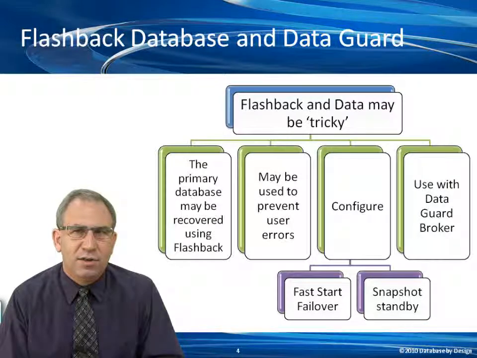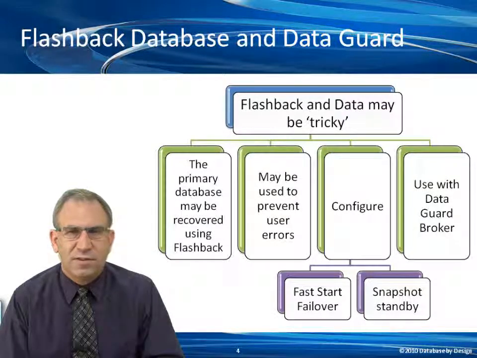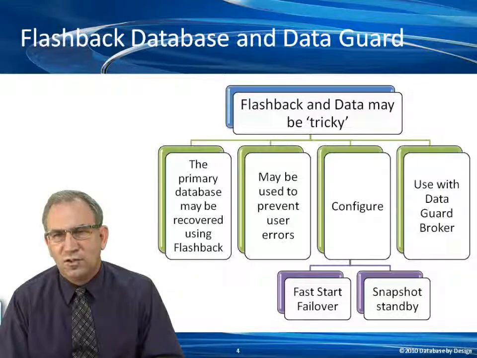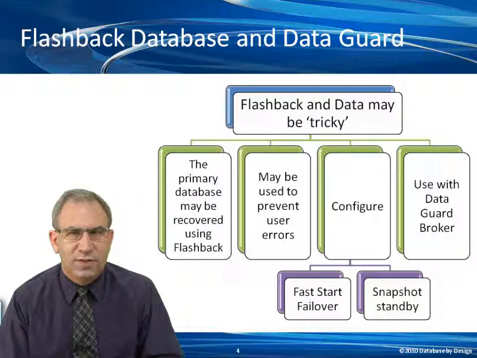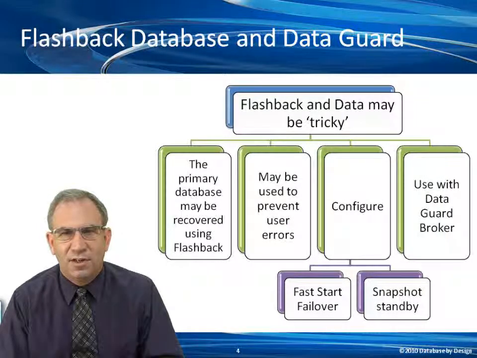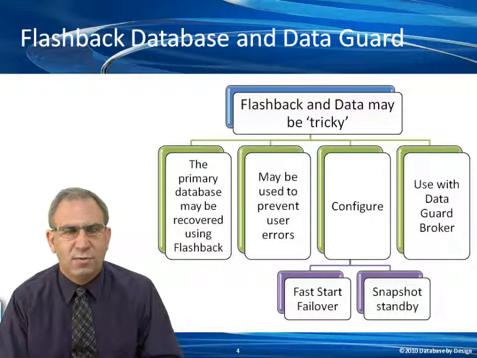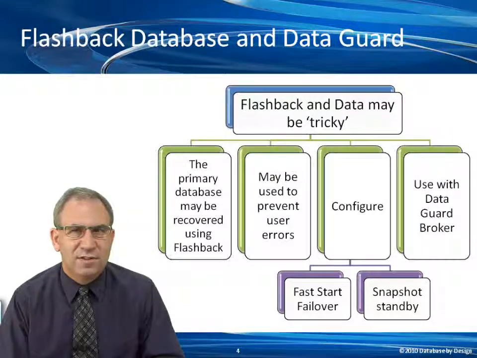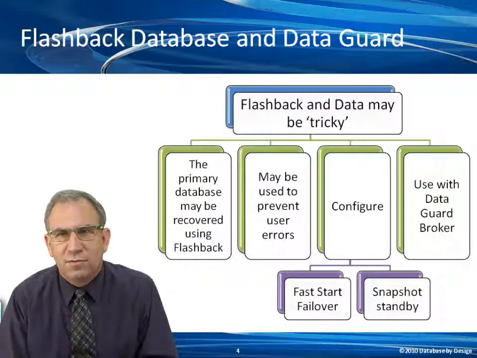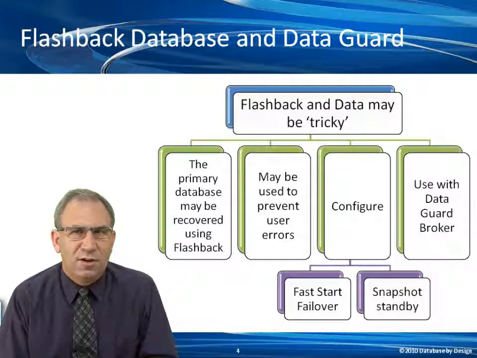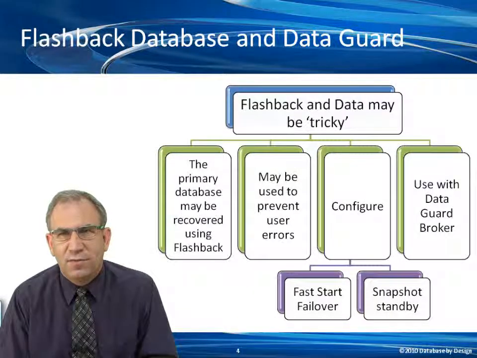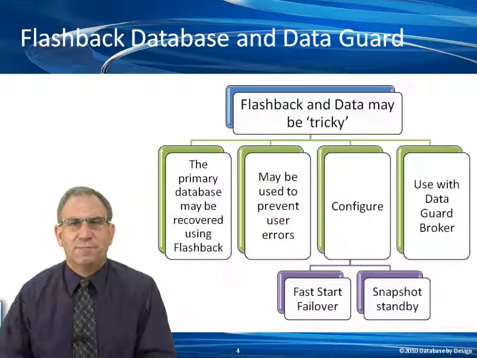So we configure fast-start failover, which is going to fail over to the secondary system if the primary is unavailable for more than n number of seconds, or it will guarantee that the secondary system is no more than n number of seconds behind the primary system. We can use all of this within DataGuard Broker. DataGuard Broker is a tool that we would install on a separate server. That server is referred to as the observer server.